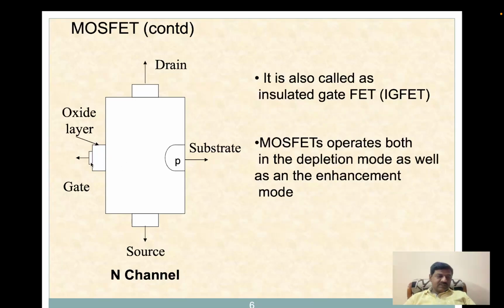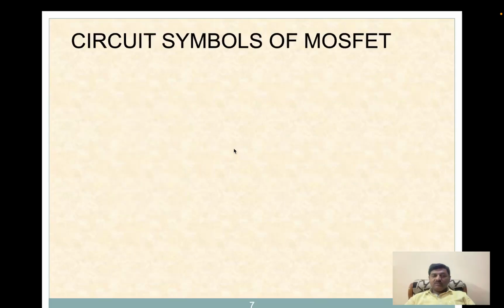It uses a silicon dioxide layer to separate the gate here. Since the gate is separated by an oxide layer, it is called an insulated gate field effect transistor. One of the advantages of this MOSFET is that it can be operated in both depletion mode as well as in enhancement mode.